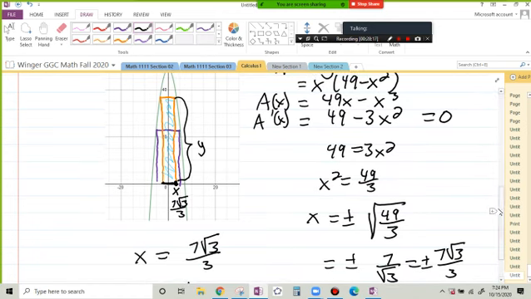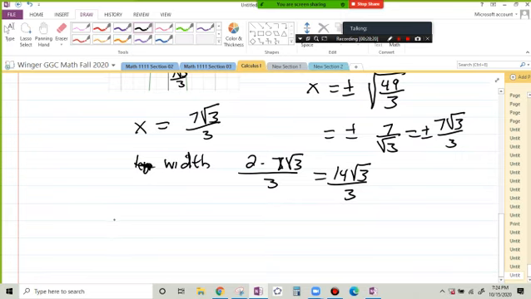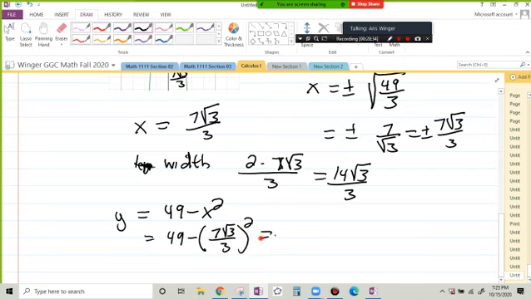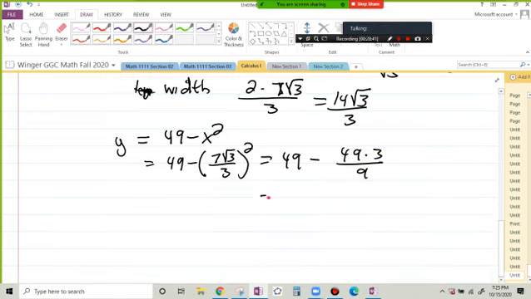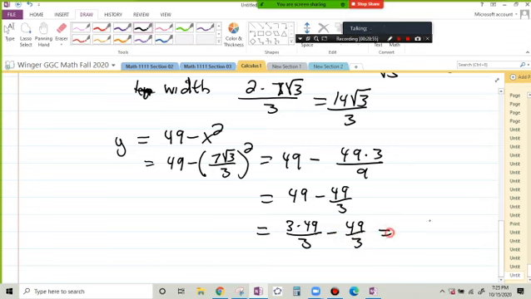The height is just the y-coordinate. Y is 49 minus x squared, but x was 7 root 3 over 3. So this is 49 minus 7 root 3 over 3 squared, which is 49 minus 49 times 3 over 9, which is 49 minus 49 over 3, which is 3 times 49 over 3 minus 49 over 3, which is 2 times 49 over 3, 98 over 3. That's going back and getting the y-coordinate.